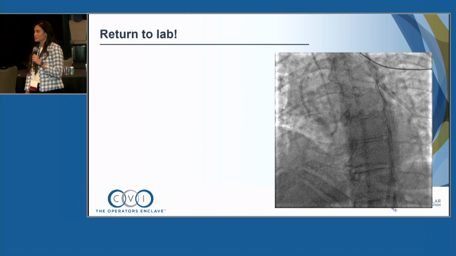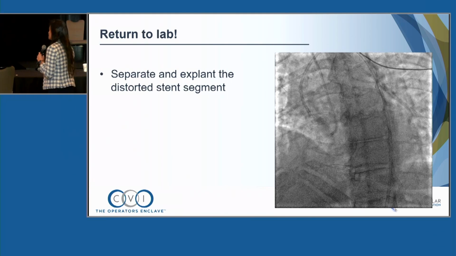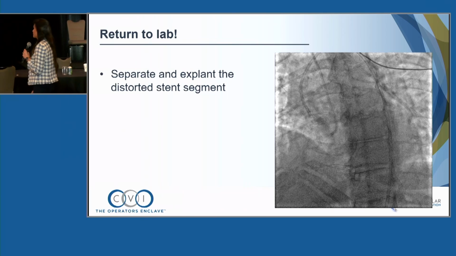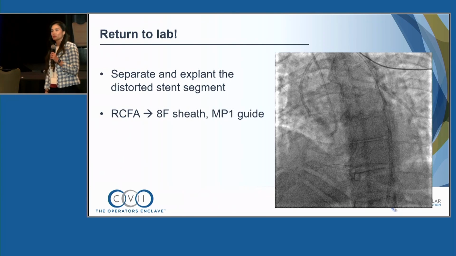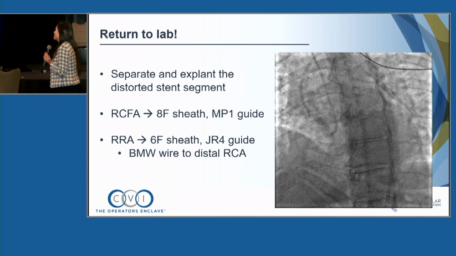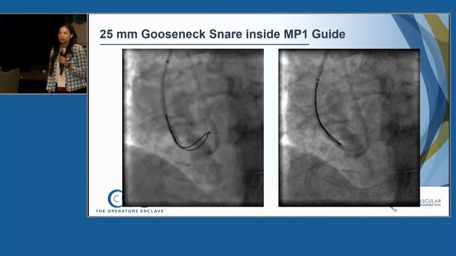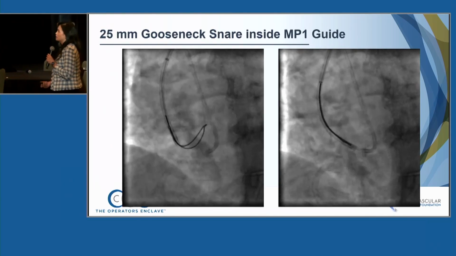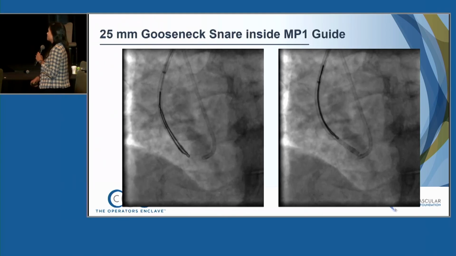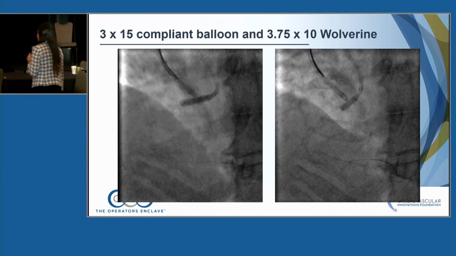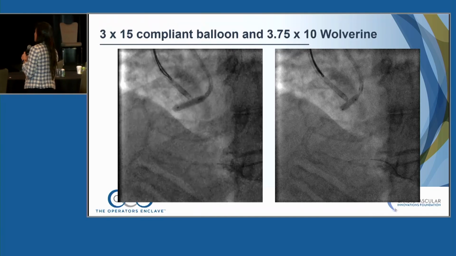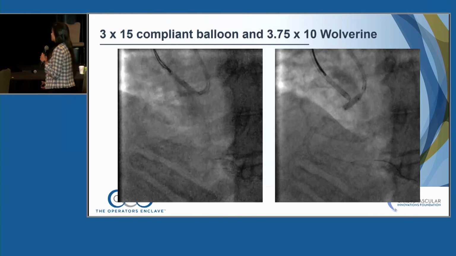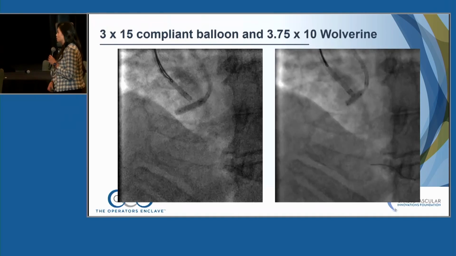As interventional cardiologists, we brought her back to the lab for a percutaneous procedure to separate and explant the distorted stent segment. We started with an 8 French sheath and a multipurpose 1 guide from the right common femoral artery, and a 6 French sheath and a JR4 guide from the right radial. We advanced a BMW wire to the distal RCA. We took a 25 millimeter gooseneck snare through the MP1 guide to secure the protruding segment, and then sheathed the MP1 guide over the stent segment down to the RCA ostium. We inflated a 3x15 compliant balloon to anchor at the ostium to try to snare it out, and then we tried to cut the stent segment with a 3.75/10 Wolverine, and neither of those worked.